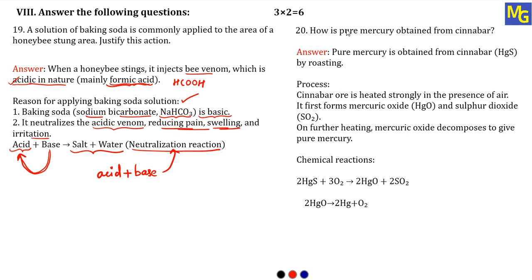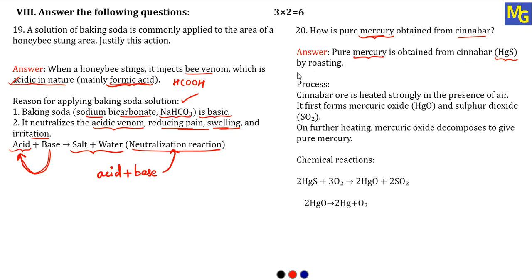Question number 20. How is pure mercury obtained from cinnabar? So here cinnabar is the ore from which we are going to separate mercury. So what is the formula of cinnabar? It is HgS, means it's a sulfide ore. So here we have to purify this sulfide ore and we have to separate pure mercury from this.